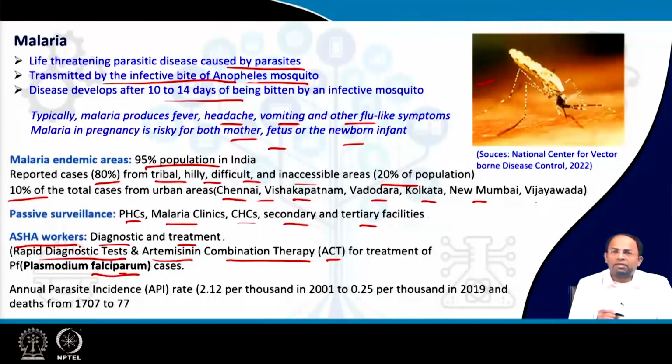If this is done immediately at the community, then obviously the chances of spreading of the disease reduce. The annual parasite incidence rate in the country has come down from around 2.12 per thousand in 2001 to around 0.25 per thousand in 2019. Similarly, the deaths from malaria have decreased from 1707 to only 77 patients in 2019.